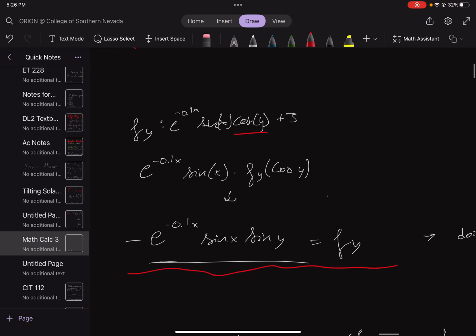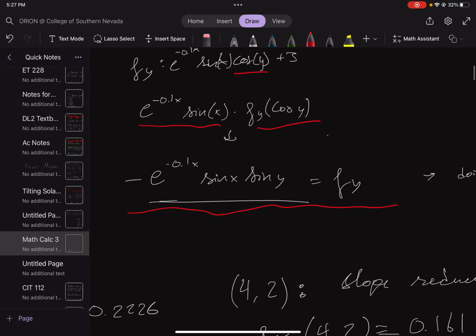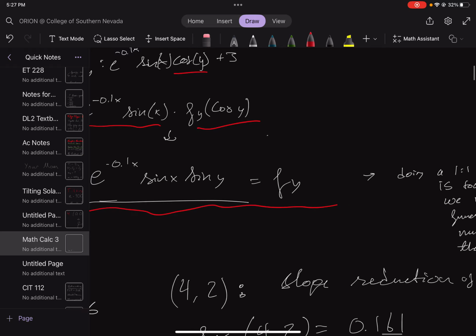And then for the y, we keep it all here. We're doing it based off of the cosine y, so we're instead multiplying this portion with the x by the derivative of cosine y, and that becomes negative sine y. So we get negative e to the negative 0.1x sine x sine y, right?